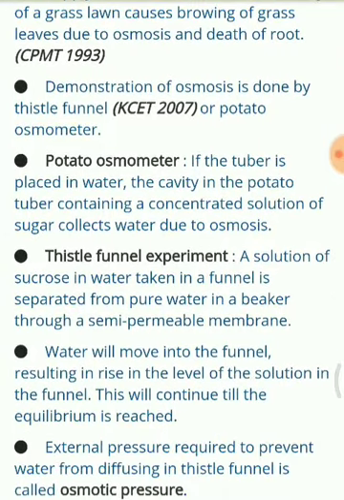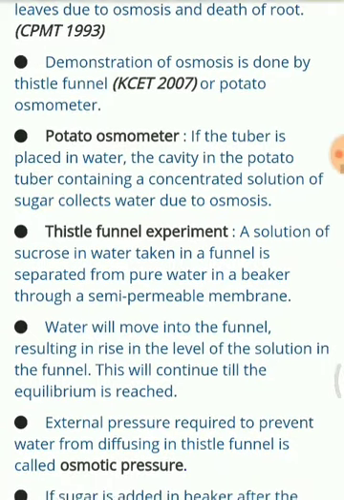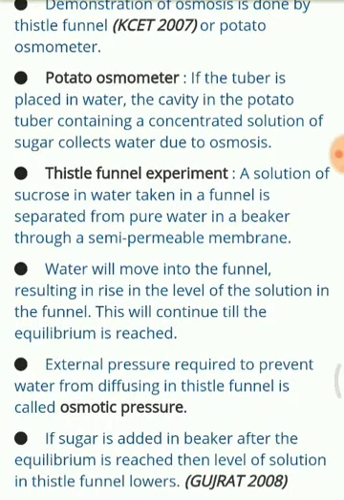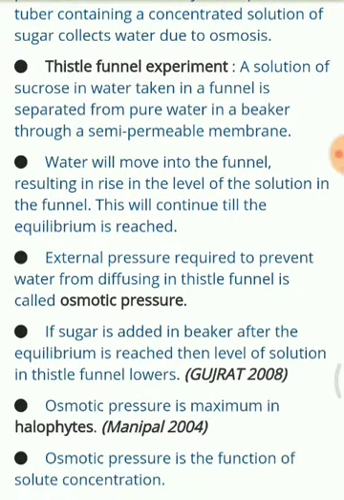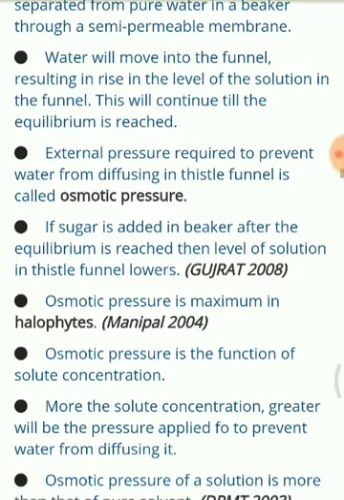Thistle funnel experiment: a solution of sucrose in water taken in a funnel is separated from pure water in a beaker through a semi-permeable membrane. Water will move into the funnel, resulting in the rise in the level of solution in the funnel. This will continue till equilibrium is reached. External pressure required to prevent water from diffusing in the thistle funnel is called osmotic pressure. If sugar is added in the beaker after the equilibrium is reached, then the level of solution in the thistle funnel lowers.